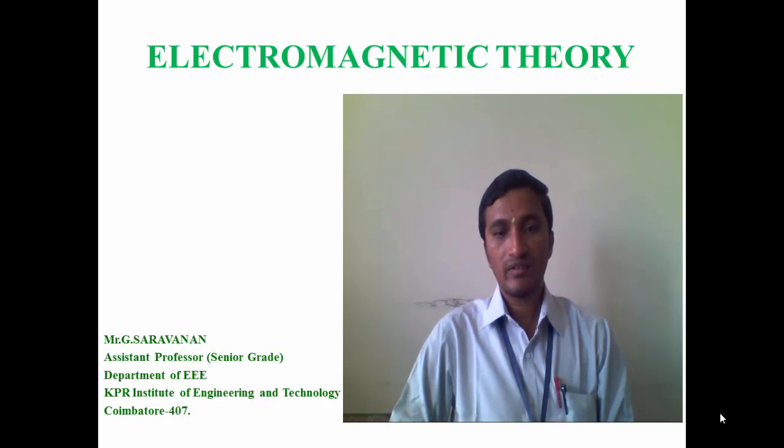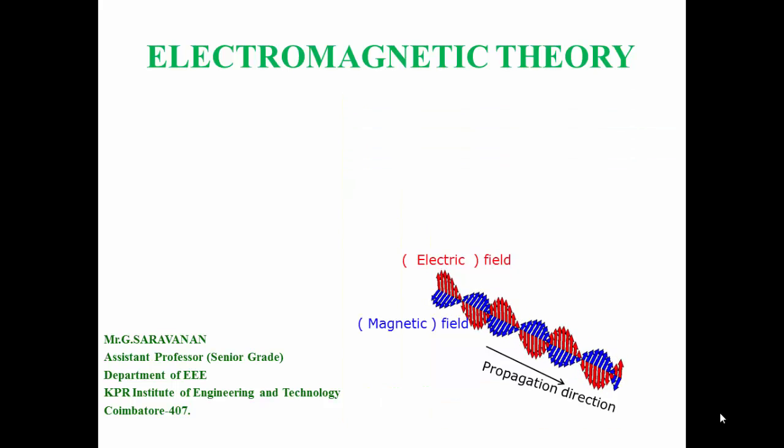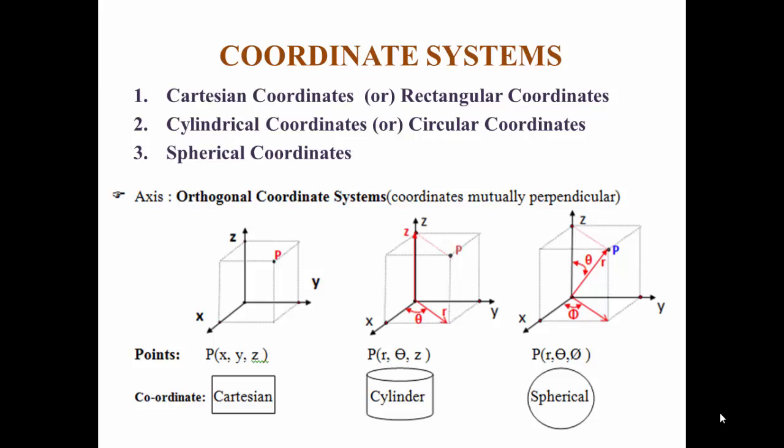In the previous sections we have discussed the fundamentals of the electromagnetic field and vector analysis. In this section we are going to discuss coordinate systems. We have three types of coordinate systems, namely Cartesian or rectangular coordinates, cylindrical or circular coordinates, and spherical coordinates.